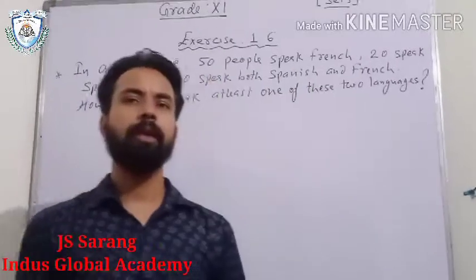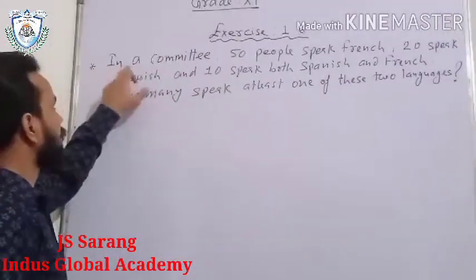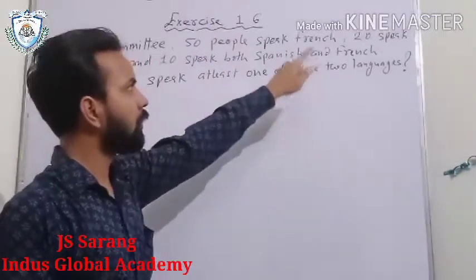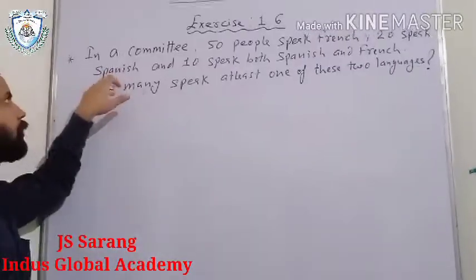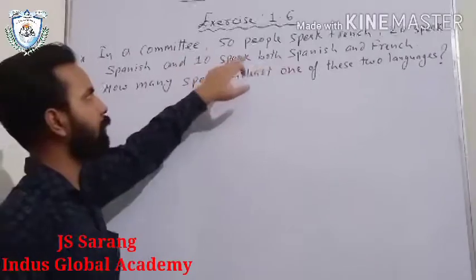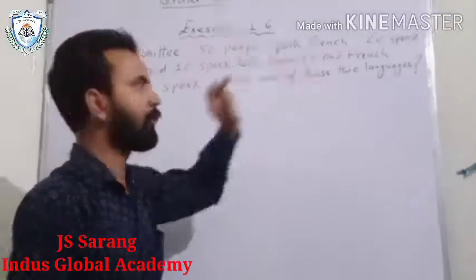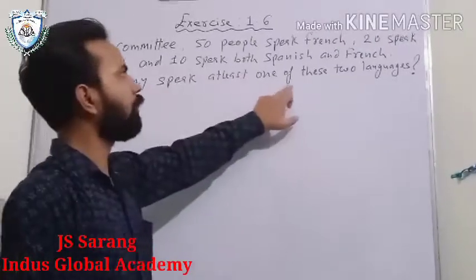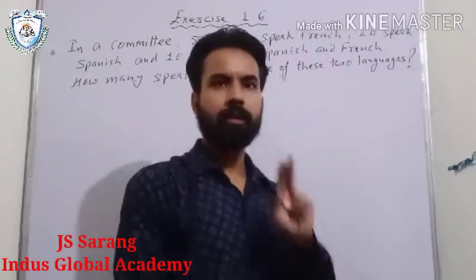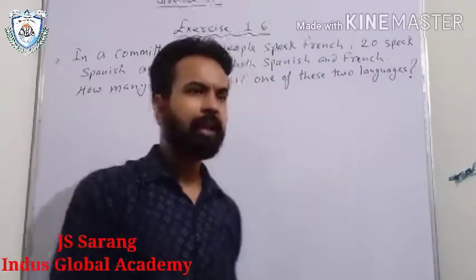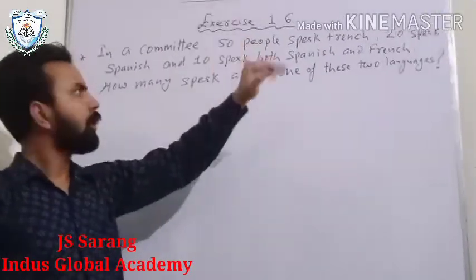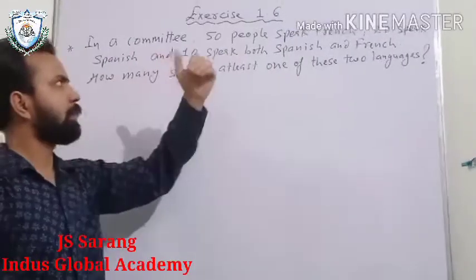Now the next question is, in a committee, 50 people speak French, 20 speak Spanish, and 10 speak both Spanish and French. How many speak at least one of these two languages? Understood? There is a committee. In that committee, 50 people speak French, 20 speak Spanish, 10 speak both.